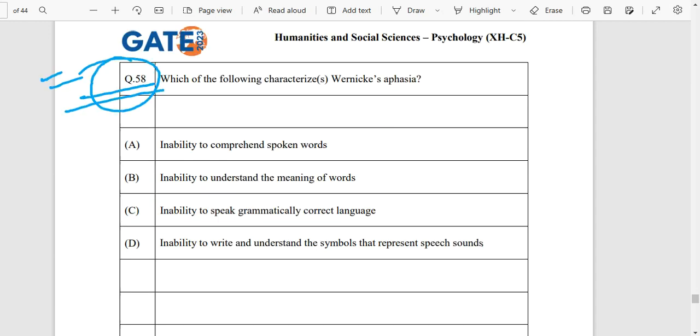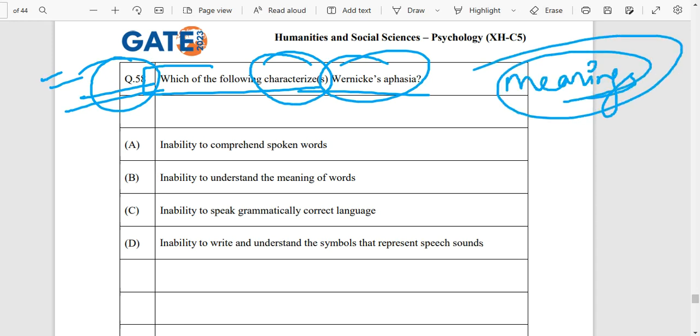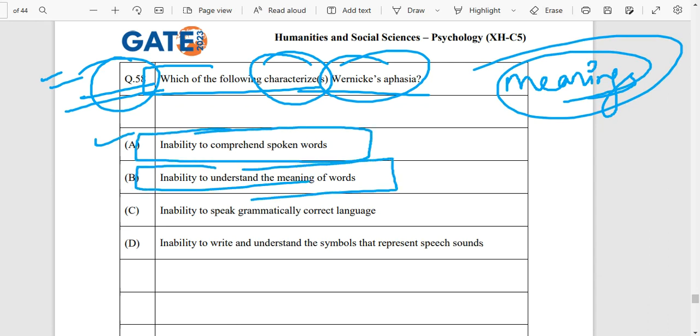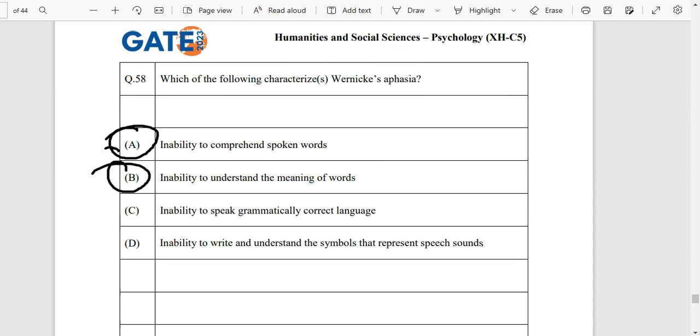Okay, so here we have question number 58. Which of the following characterize Wernicke's aphasia, an area associated with meanings and understanding? The options are: inability to comprehend spoken words, inability to understand the meaning of words, inability to speak grammatically correct language, inability to write and understand the symbols that represent speech sound. So what should be the right answer over here? Option number A and option number B. A and B should ideally be the correct answer.